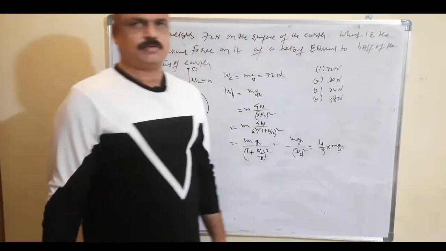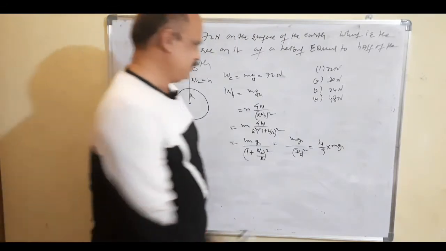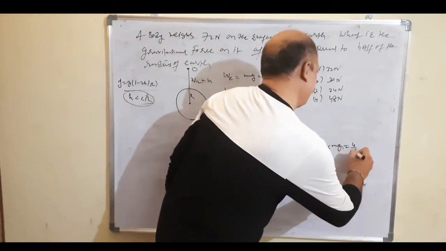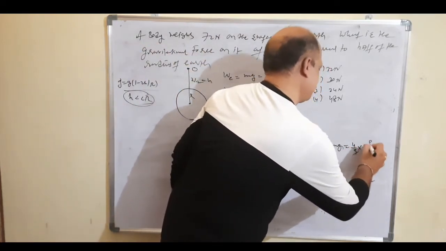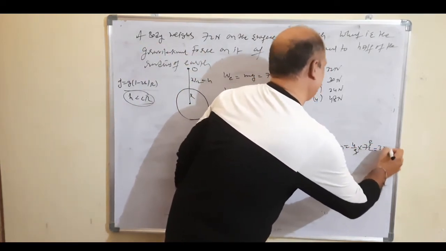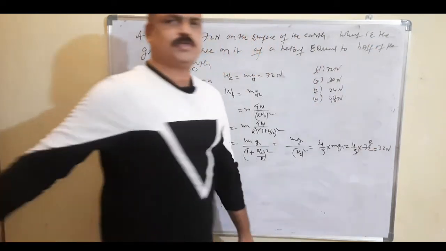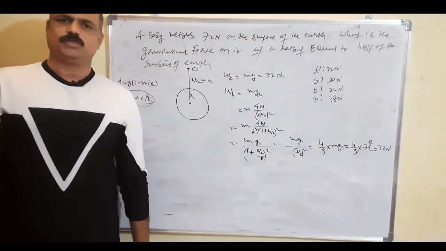mg means the weight of the body on the surface of the earth. So here 4 by 9 into mg, 72. 9 8s are 72, 8 4s are 32 newtons. So our option is option 1, 32 newtons.